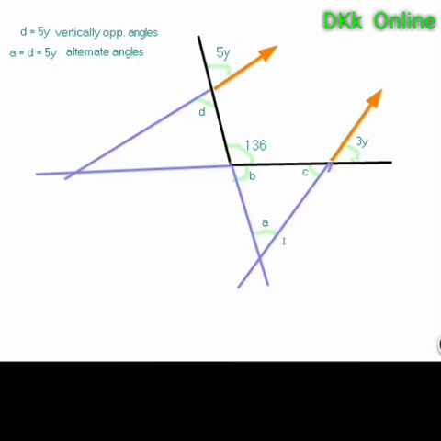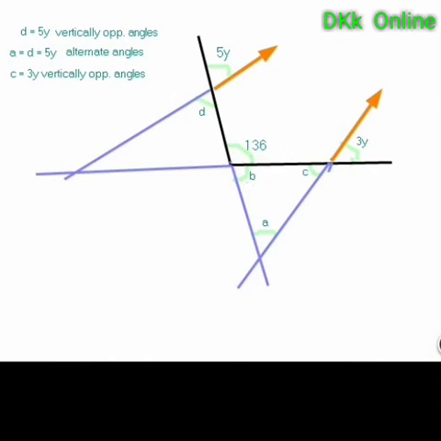Now that we have found A and D, let's look at B and C. First we'll look for C. C is vertically opposite to 3y, so C is 3y. We have established this.